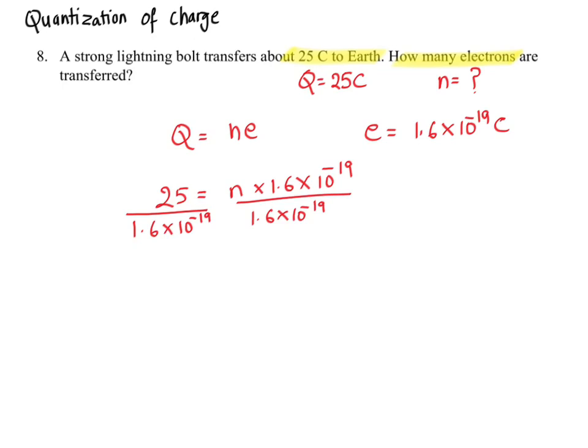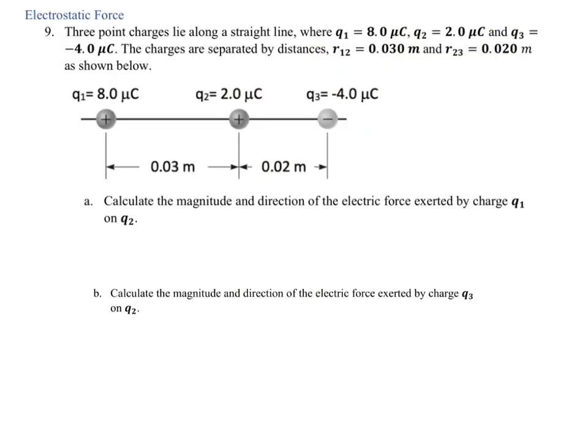Here I'm just rearranging the equation, and then I will get the answer as 1.56 times 10 to the power 20 for the number of electrons, that is N. There is no unit for N because it's the number of electrons. Next question is on electrostatic force.